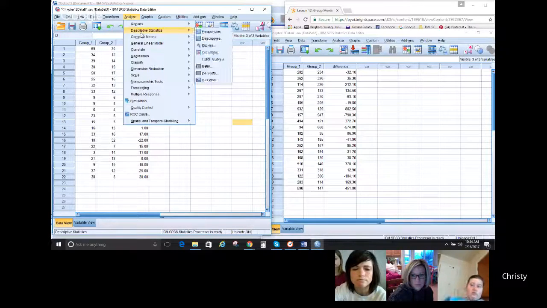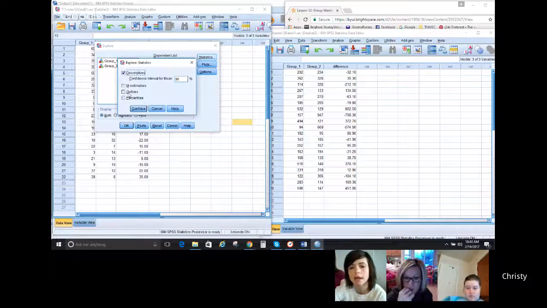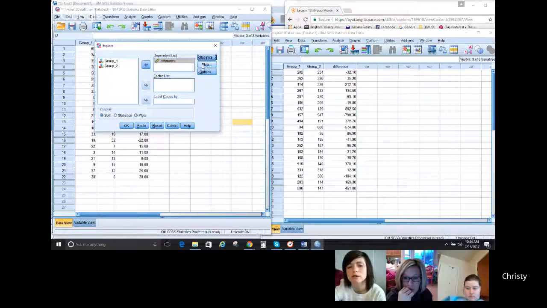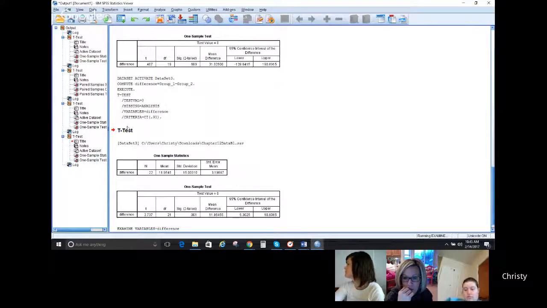So we have Analyze, Descriptive Statistics, Explore. Then we put the difference over into the dependent list, make sure it's 95. And then under plots, you do histogram and normality plots with tests, just in case it tells us to look at a Q-Q plot. Right, okay.